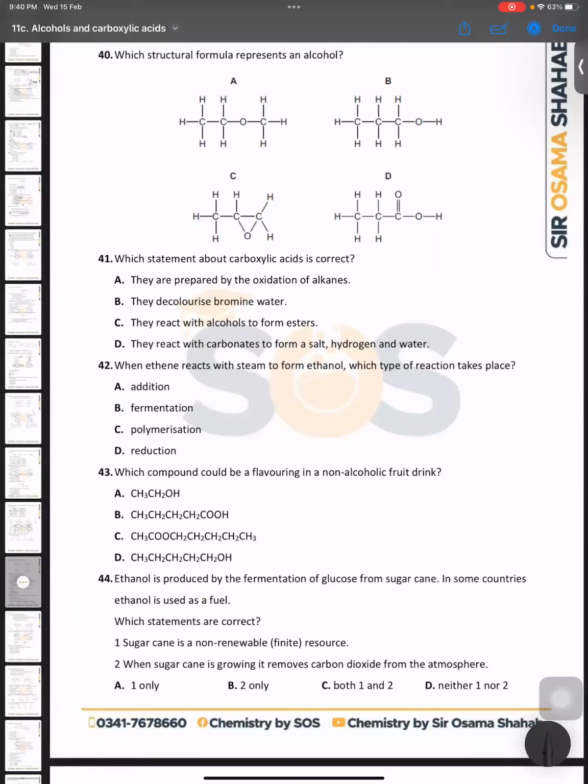Which structural formula represents an alcohol? So you need to see this. If we have the OH functional group in the chain, that means it would be alcohol. So the right answer will be B. Right, children?